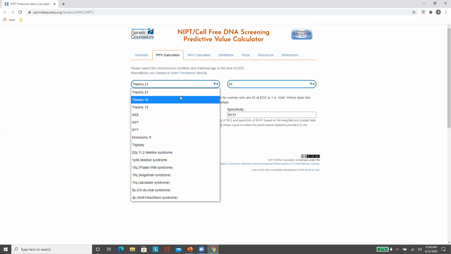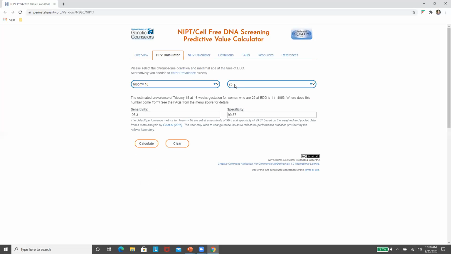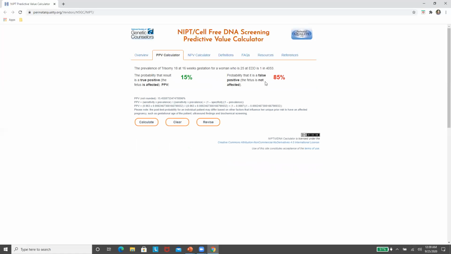Let's look for trisomy 18 in this patient who is 25. You can see that the prevalence is even lower. So again, the positive predictive value will decrease in a condition with lower prevalence. The sensitivity and specificity for the testing has also changed with the default performance metrics. So this patient, if they screen positive, it is an 85% chance that this is a false positive result.